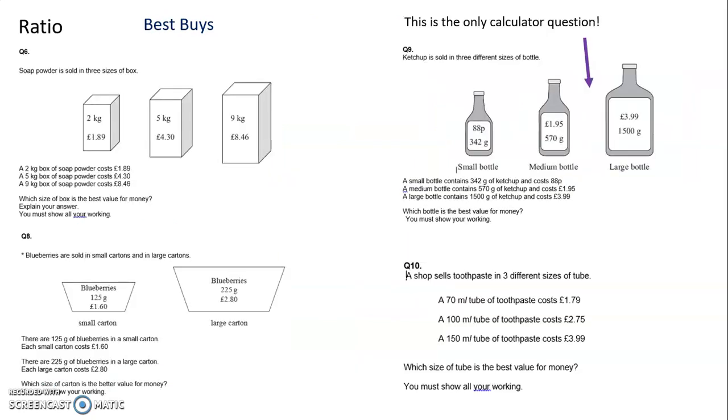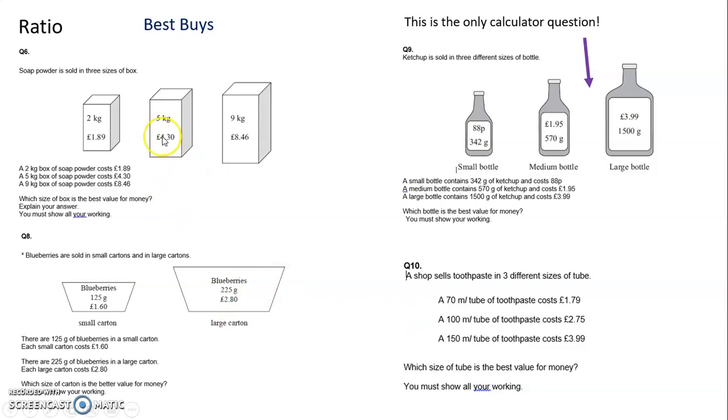Okay, so you have got here 4 exam questions that are best buys. I've numbered them slightly funny because they're the numbers as they were on the exam paper. Question 6, question 8 and question 10 are all non-calculator. So you should be able to find a way to do this without a calculator.